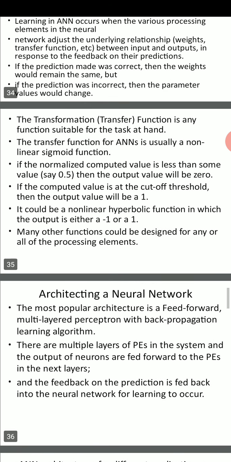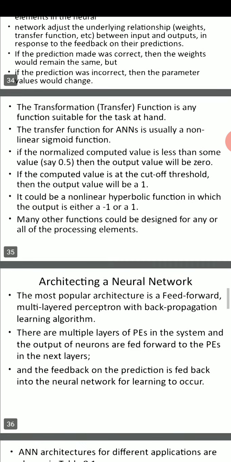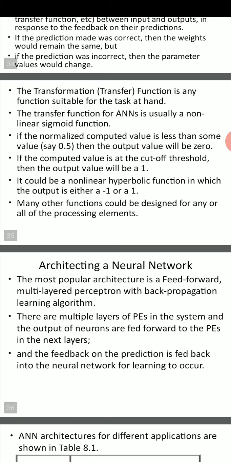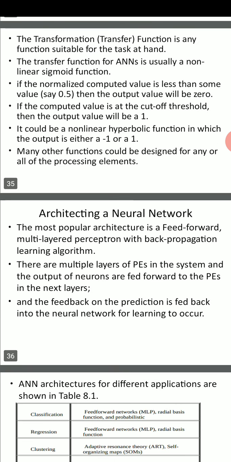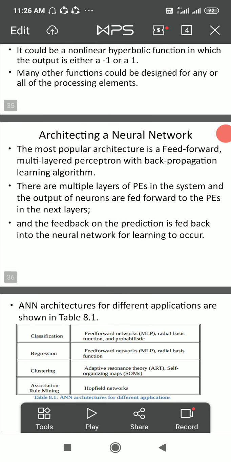The transfer function of artificial neural networks is usually a non-linear sigmoid function, as told previously. If the normalized computed value is less than some value, say 0.5, then the output value will be 0. If the computed value is at the cutoff threshold, then the output value will be 1. It could be a non-linear hyperbolic function in which the output is either -1 or 1. So, the architecture of a neural network.